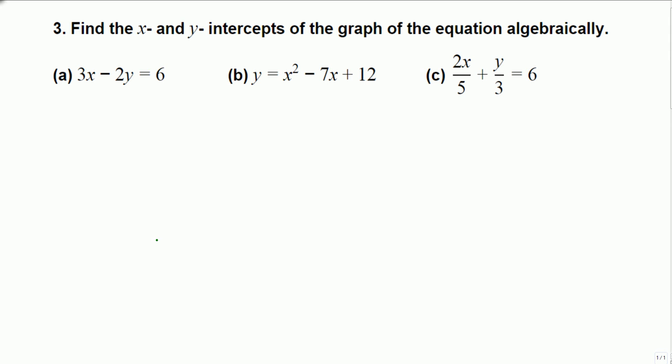Find the x and y intercepts of the graph of the equation algebraically. So there are three questions. Let's do part A. 3x minus 2y equals 6.